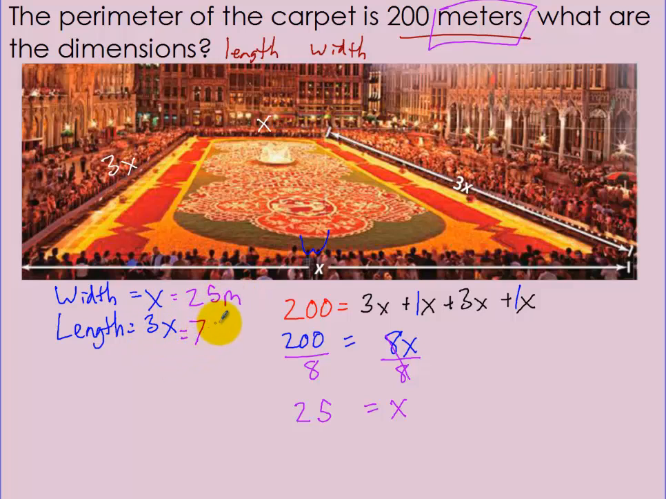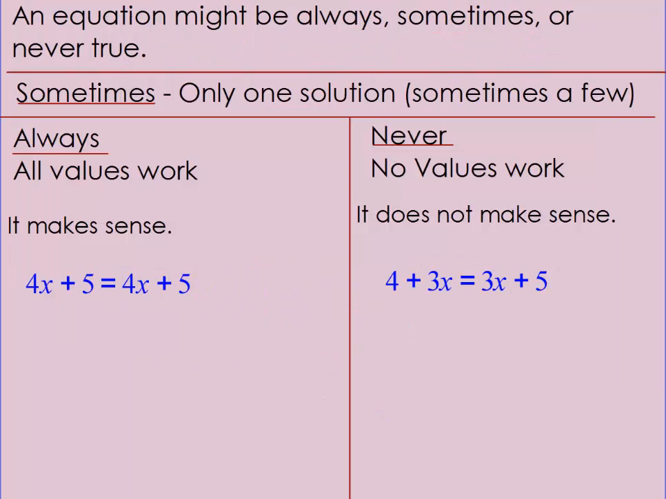3 times 25 will be 75. So 75 meters. Those are my answers.